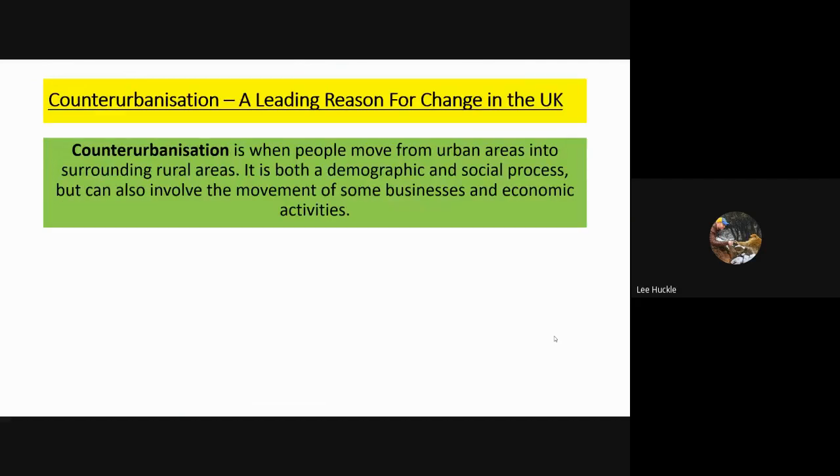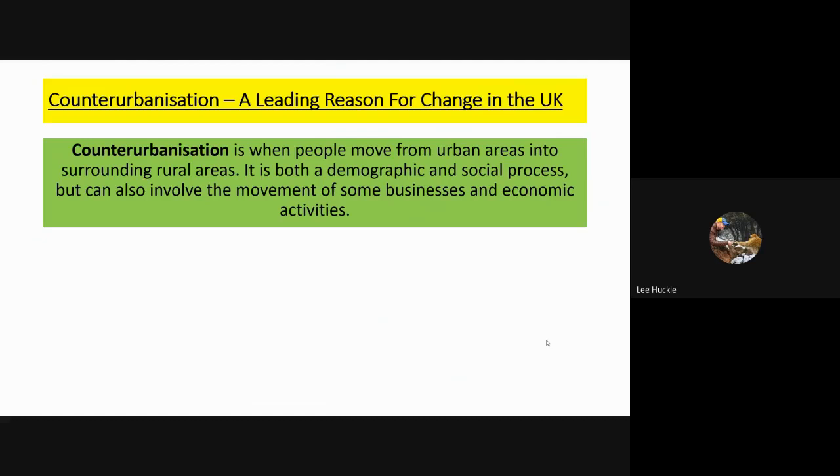So we'd have then referred back to one of the leading reasons for change in the United Kingdom. One of them is counter urbanisation. So remind yourselves of what this process is. It's when people move from urban areas into the surrounding rural. It's part of the urbanisation cycle. So urbanisation is the growth of the city. Suburbanisation is when people move from the inner city to the suburbs and the city grows outwards, urban sprawl. And then you get the process of counter urbanisation.